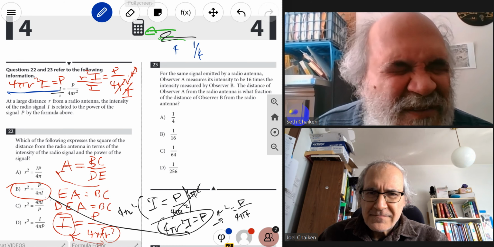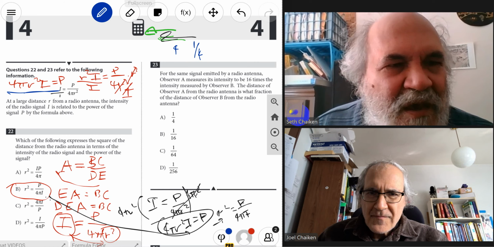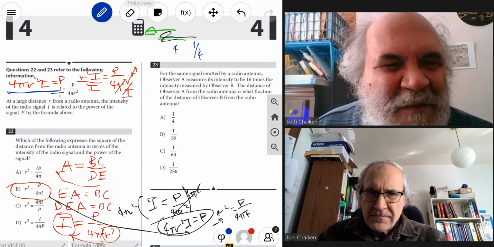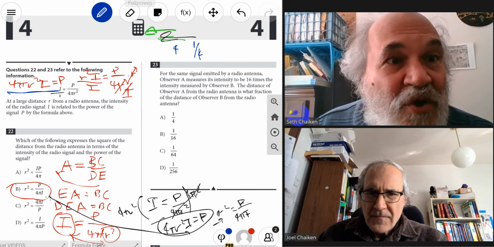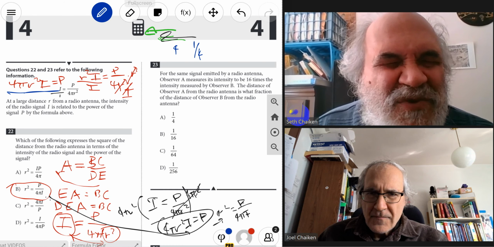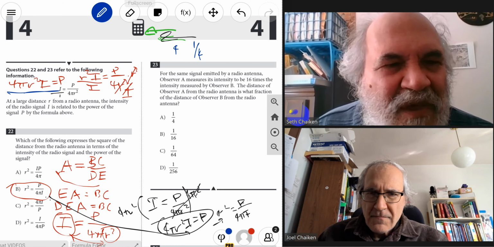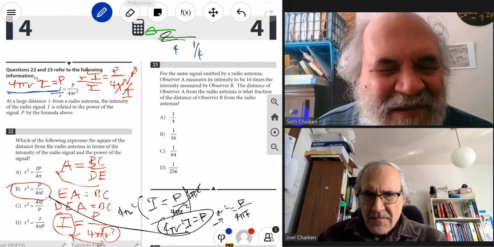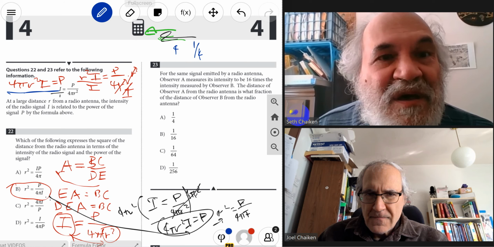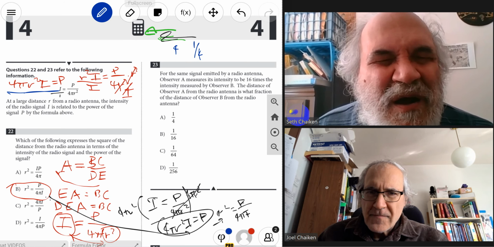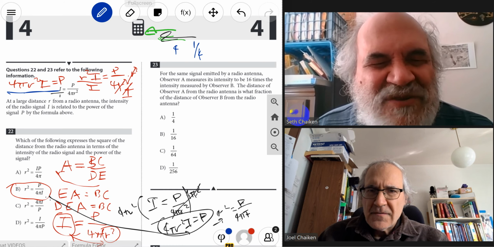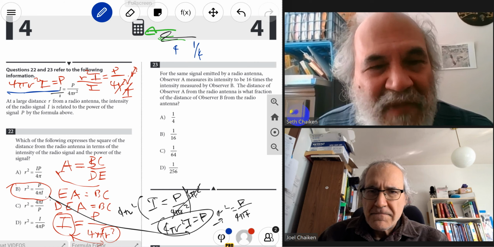Well, with the R in the denominator, we see that the closer you are to the transmitter, the smaller R is and the higher the intensity. And of course, it's natural. It's a radio broadcasting thing. Naturally, if you're closer to the antenna, you get a more intense signal.